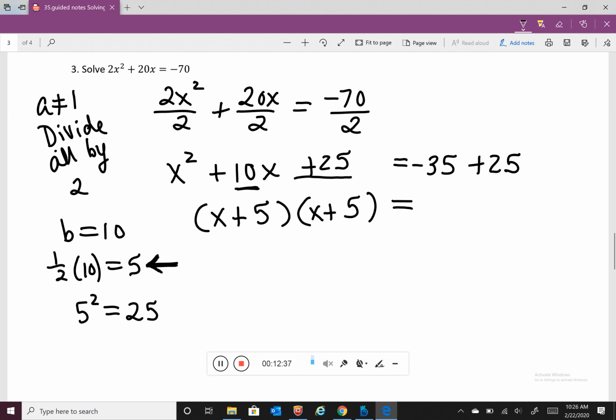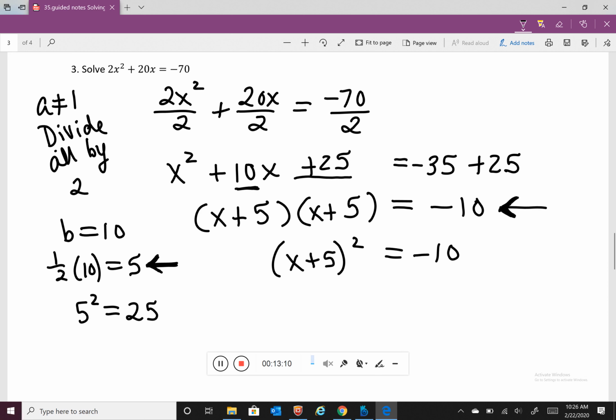Now this is a moment that I want you to recognize. Negative 35 has a larger absolute value than positive 25. So our outcome is negative 10. And this is the first time this has happened with us. Our outcome is negative, and I want you to think about what that's going to do for our solutions. So we have x plus 5 quantity squared equals negative 10.